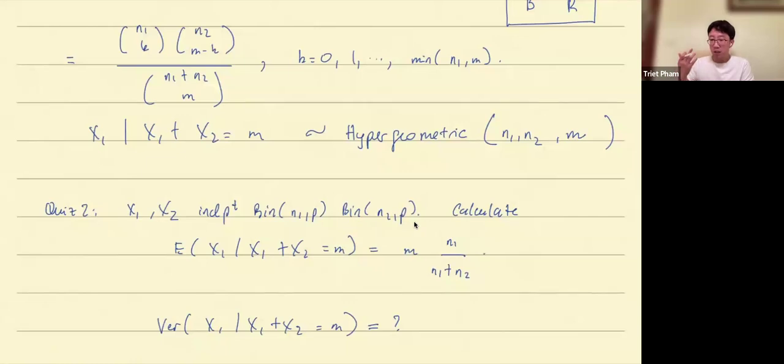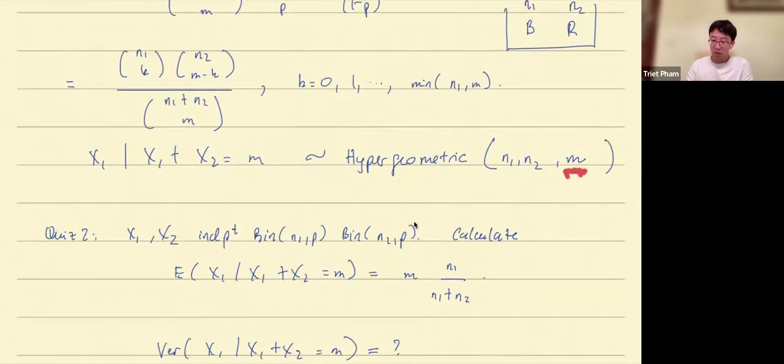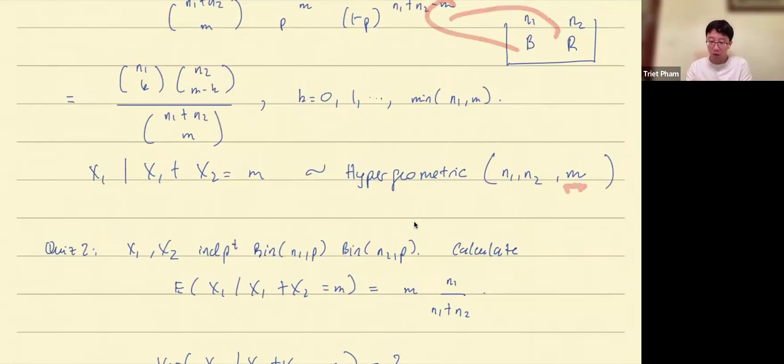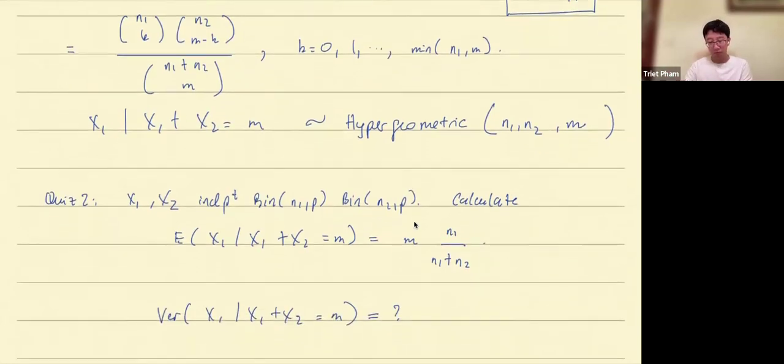okay, why is the mean easy to remember? The mean is easy to remember because it has meaning. M being the sample size you pull out of the urn, n1 over n1 plus n2 is exactly the ratio of blue over blue plus red. So you're just multiplying the sample size with the success rate to get the expected number of blue in your subsample of size m. So again, we're addressing that previous question, where do we know this?